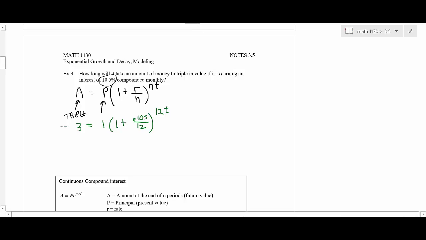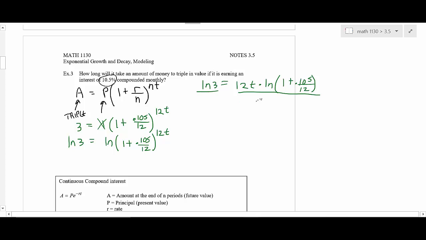Okay, well, let's do the ln of both sides. So now we do ln of 3, and then we have ln. See, the 1 is not really necessary. Then we have 1 plus 0.105 over 12 to the 12t power. Okay, so now what you'd have is ln 3. Again, bring down the 12t, so you'd have 12t times ln 1 plus 0.105 over 12, and then divide both sides by that quantity again, and then you'd get your calculator out to get the final answer.